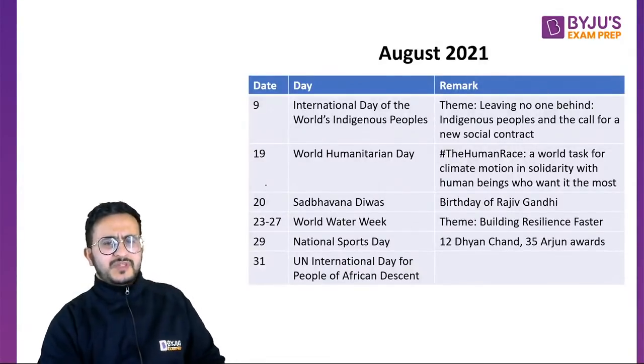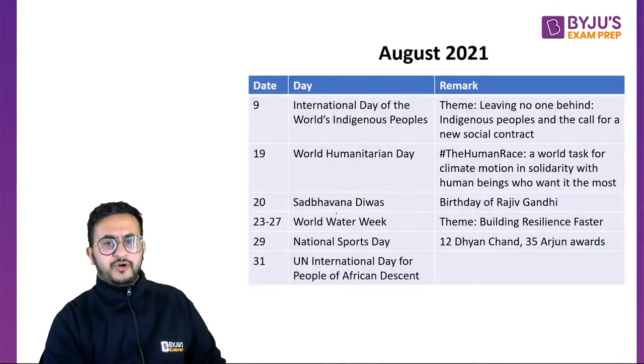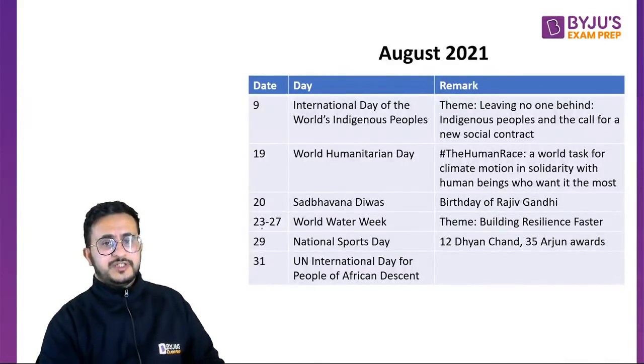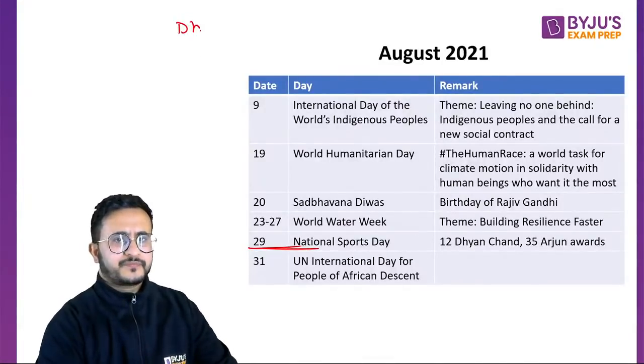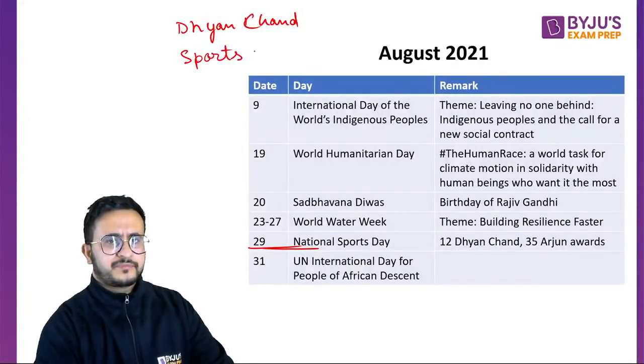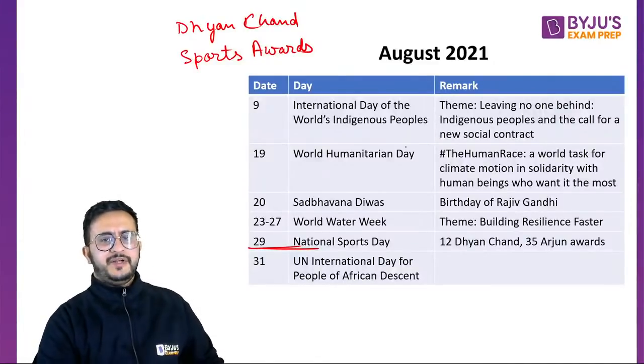And World Water Week, right? So Water Day is observed in March, 23rd of March, but Water Week is observed in August, and the theme was building resilience faster. 29th of August, right? National Sports Day. Now this is the birthday of Major Dhyan Chand. Okay, and every year on this day, the sports awards are given. So you should know that the sports awards are given on this particular day, 29th of August. That is considered as National Sports Day.